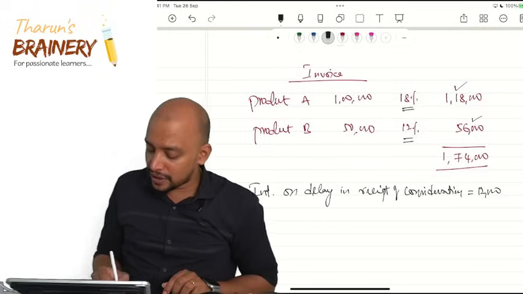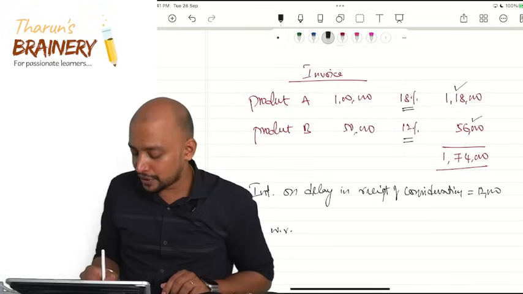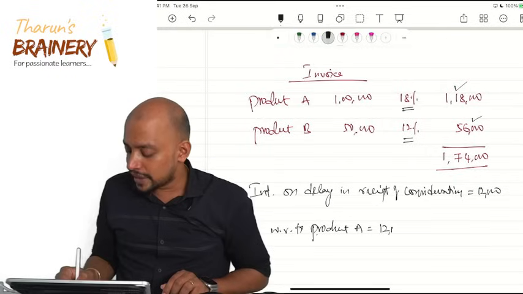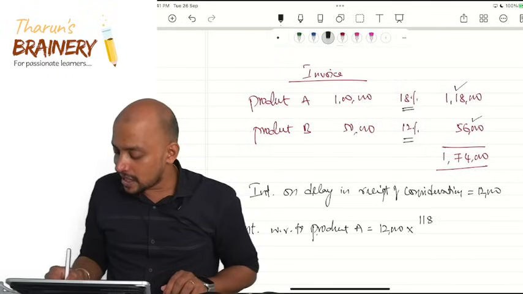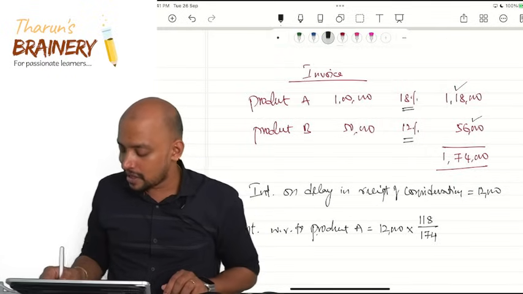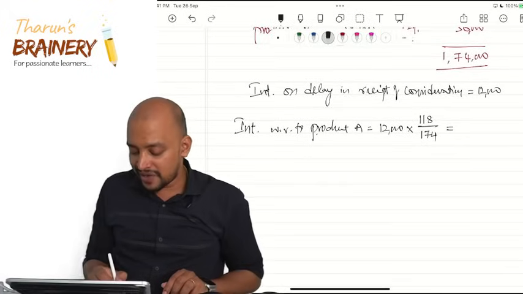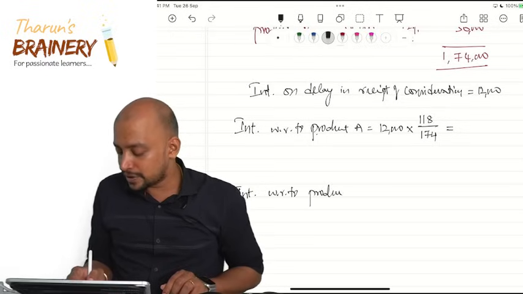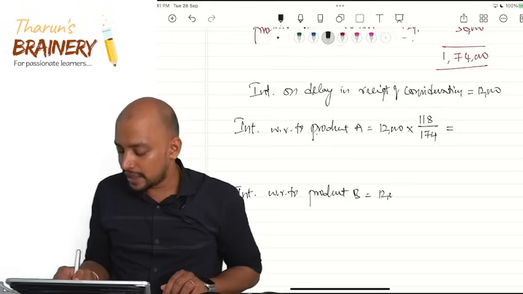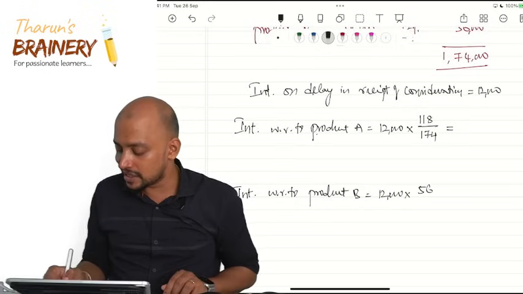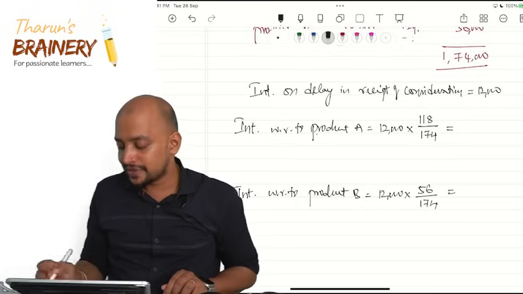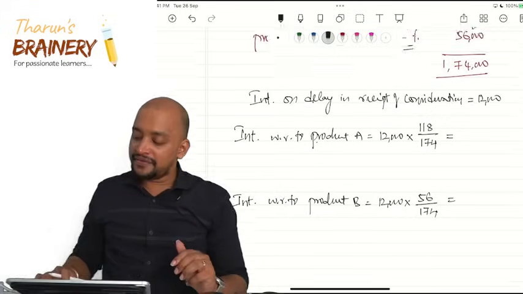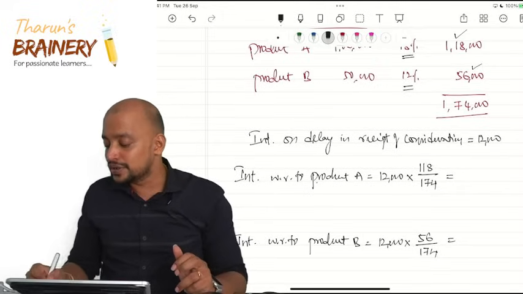Interest with respect to product A is 12,000 into 118 divided by 174, and you will get some amount. In the same way, interest with respect to product B will be 12,000 into 56 divided by 174. So we get the interest, and on this interest we need to compute the GST, and whether we are going to receive anything extra beyond this 12,000, no.